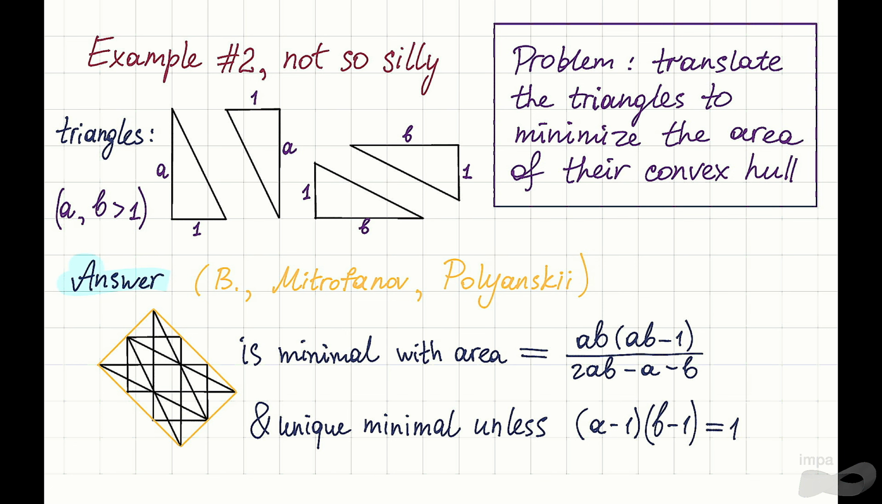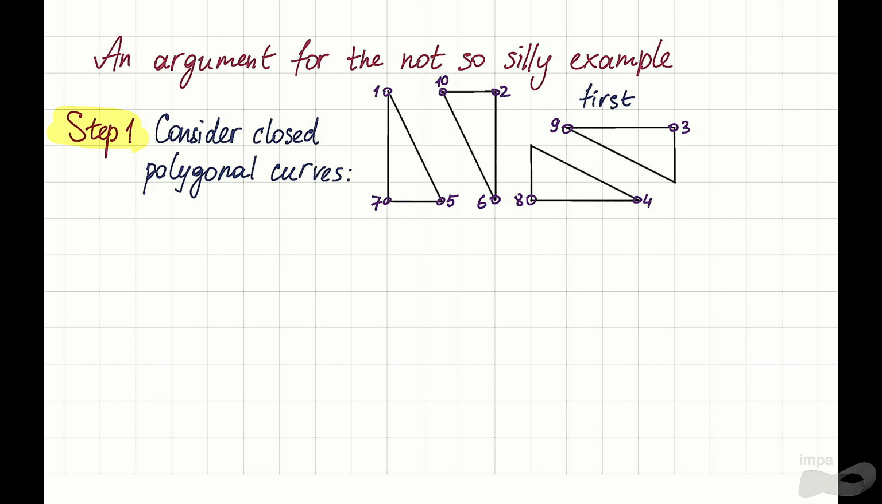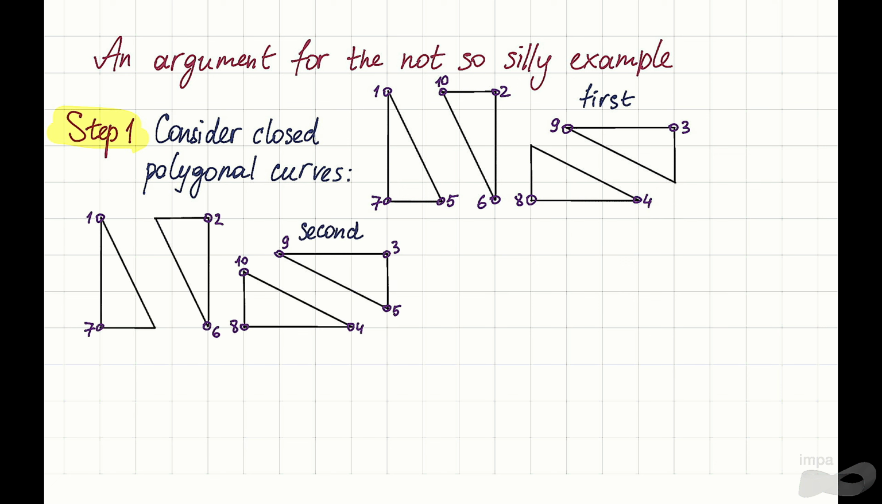Okay, so I'm going to follow the same sketch of the proof and convince you that the not-so-silly example can be proved along the same lines. So consider the following closed polygonal curves. Here's the first one. I labeled the vertices. I didn't draw the curve, but you have to follow 1, 2, 3, 4, et cetera. It depends on the positions of the triangles. Here's the second one, also not particularly obvious.